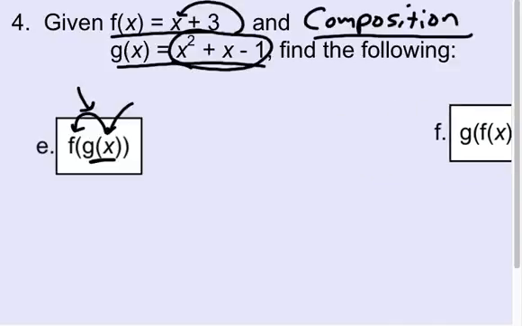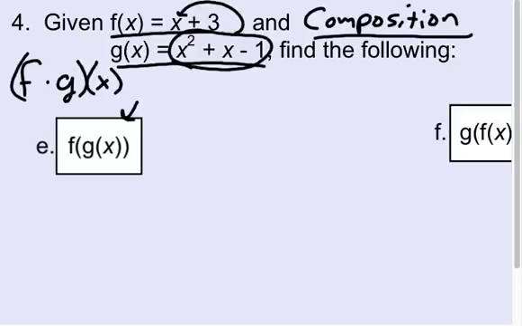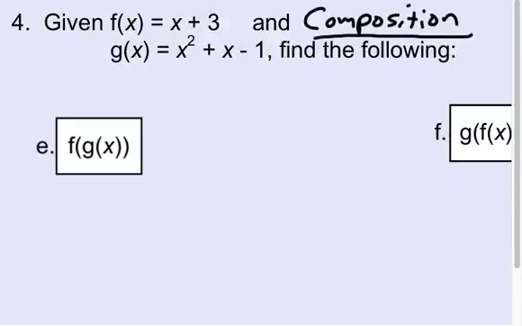Sometimes it's complicated, sometimes it's not so bad. But we're not multiplying here. A lot of students see this and they think, oh, I got to multiply f times g of x. No. If I wanted to multiply these two functions, it would look like this. F times g of x. And that is not what this is. We're not multiplying here. Okay? So how do I set this up? This is how I set it up.